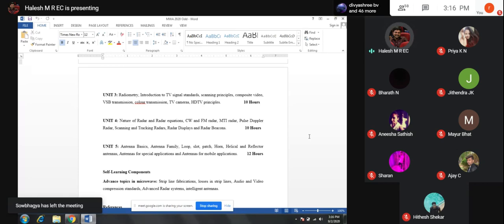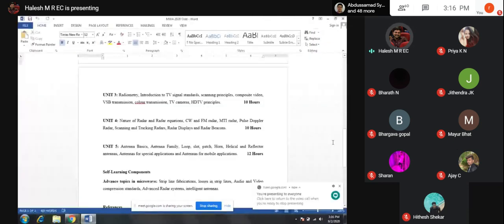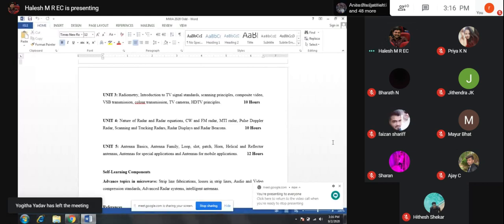In the fourth unit you will be discussing radar: different types of radars, continuous wave, frequency modulation, MTI, pulse Doppler, tracking radars, and the mathematics associated with them. These are some of the radars which you discuss in the fourth unit. And in the fifth unit, we discuss antennas, different types of antennas, basics of antenna applications, preferably particular applications such as mobile applications, which is mentioned here.